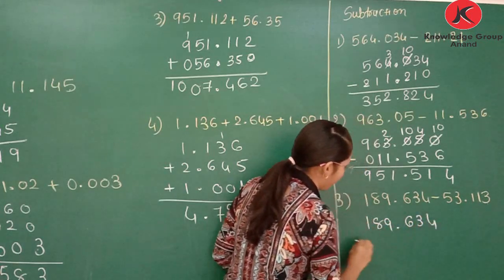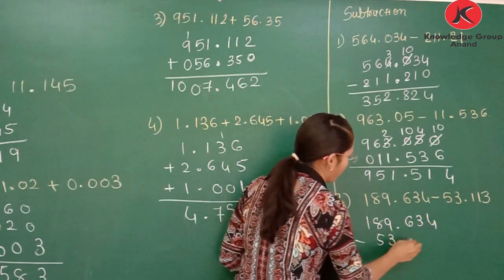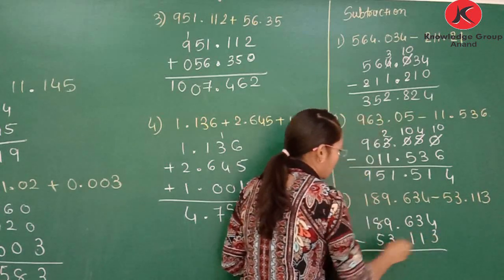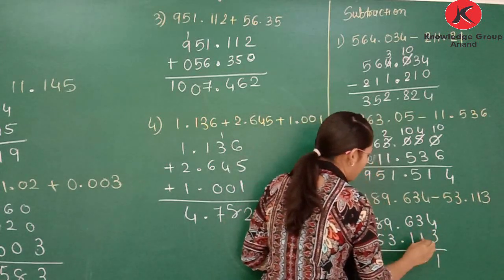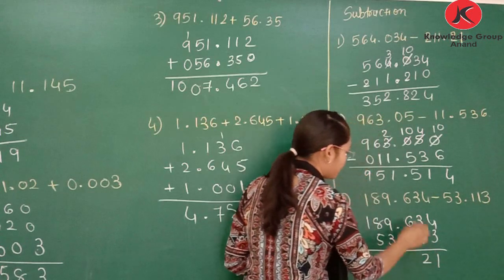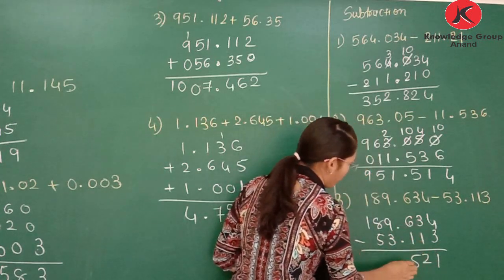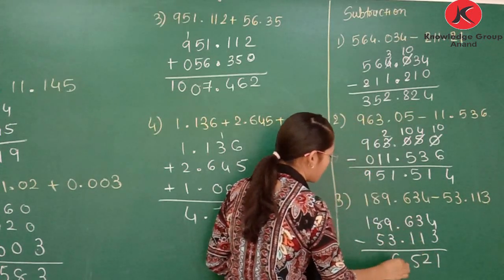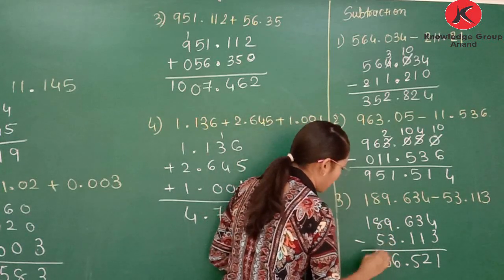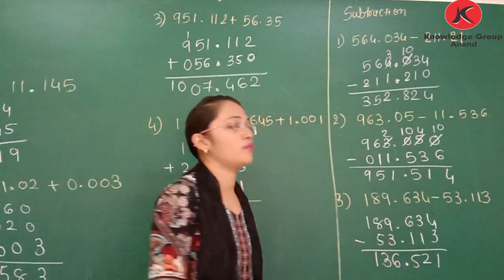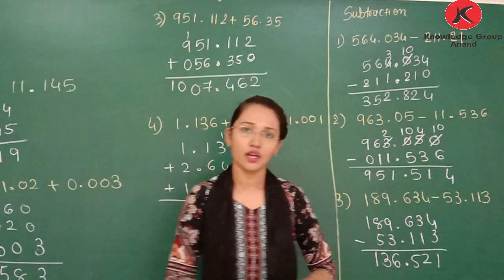189.634 minus 53.113. 4 minus 3, 1. 3 minus 2, 1, 2. 6 minus 1, 5. 9 minus 3, 6. 8 minus 5, 3 and 1. So this way you can perform the addition and subtraction in a decimal.